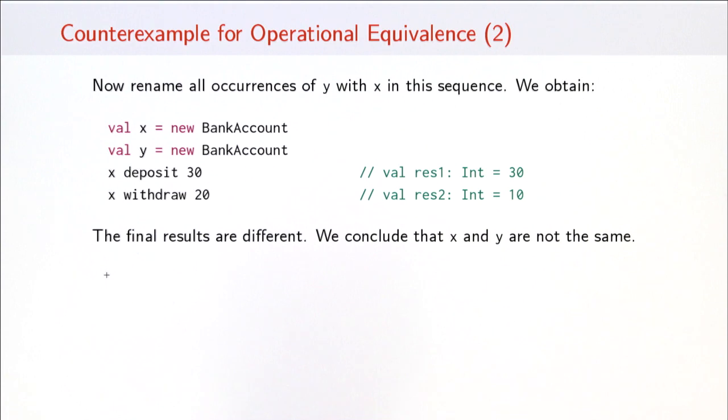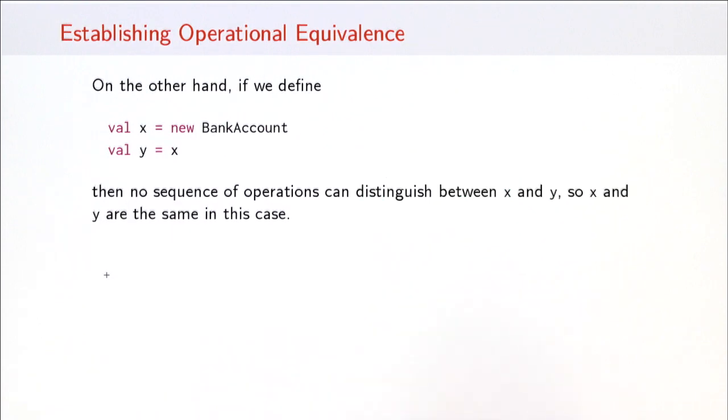So the final results of both halves of the experiment are different, and that means we can conclude that x and y are not the same, that they define different objects. On the other hand, if we now define x equals new bank account and y equals x, then it turns out that no sequence of operations can distinguish between the x and the y, so they are the same in this case.